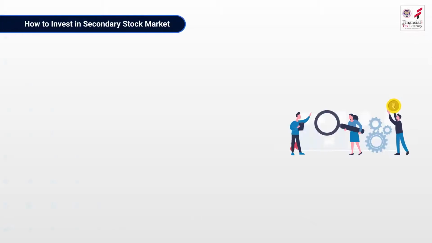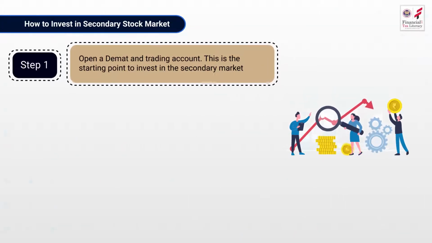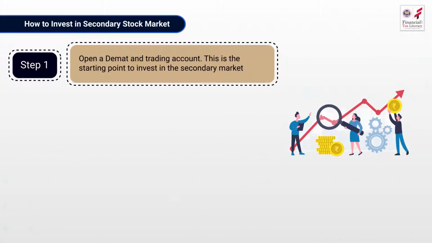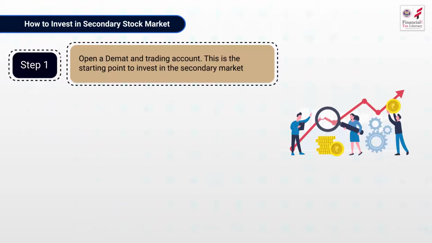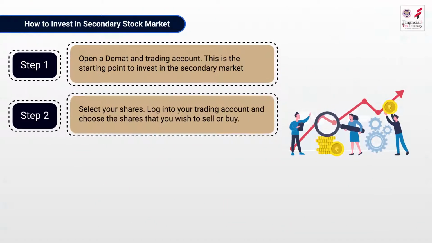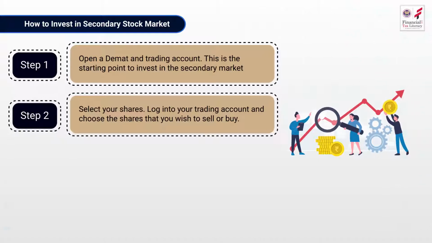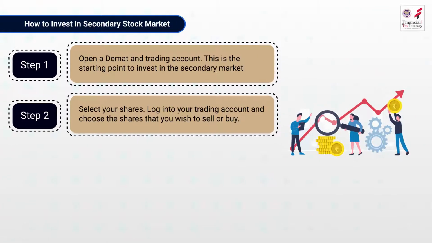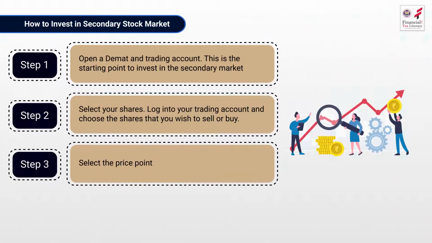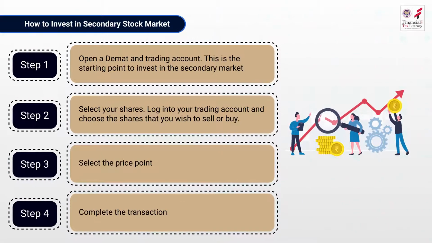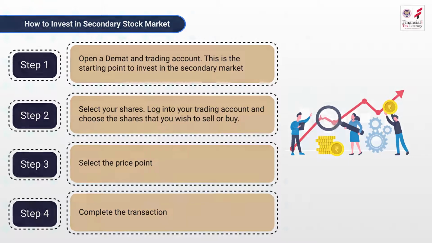So how does one invest in the secondary market? Step 1. Open a Demat and trading account. This is the starting point to invest in secondary market. Step 2. Select your shares. Log into your trading account and choose the shares that you wish to sell or buy. Step 3. Select the price point. Step 4. Complete the transaction.